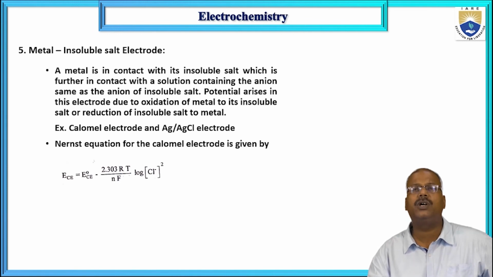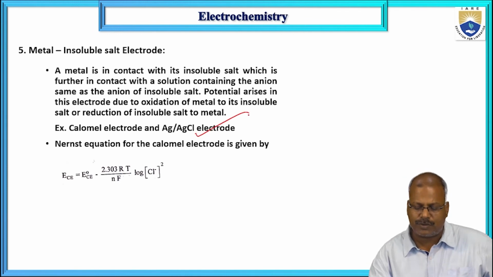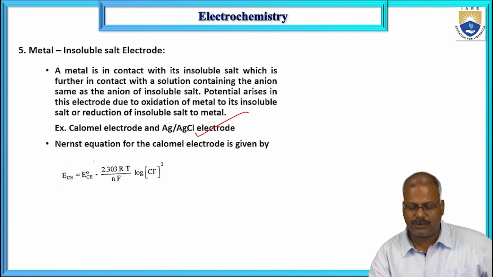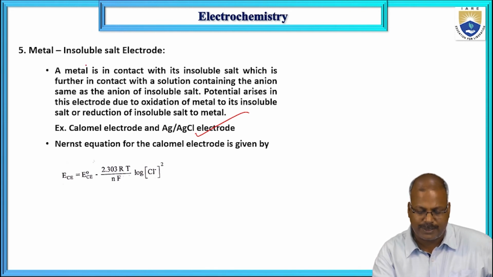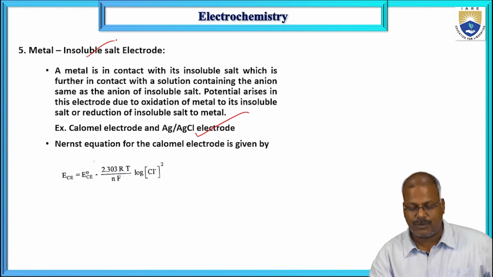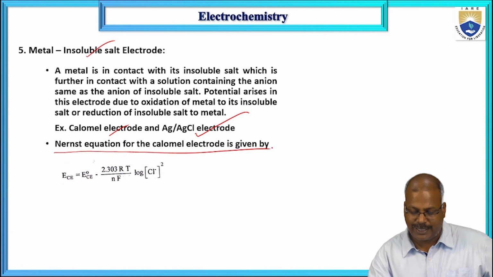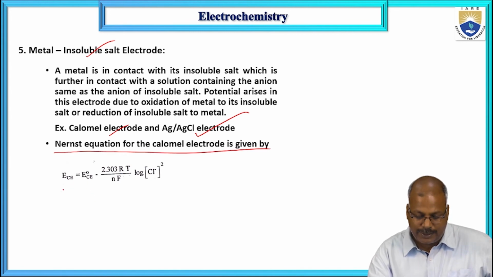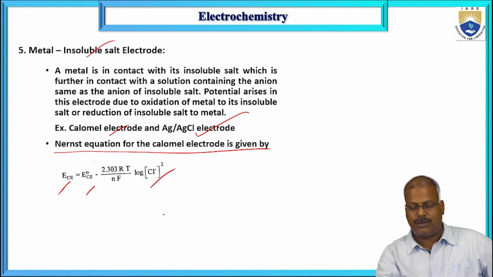Metal insoluble salt electrode is nothing but the AgCl electrode, which is a type of secondary reference electrode. We have seen Ag in sparingly soluble salt, AgCl. It is a secondary reference electrode, like the calomel electrode, which is a metal insoluble salt electrode. Calomel electrode is also an example. The Nernst equation for the calomel electrode: the EMF of the calomel electrode is E naught calomel electrode minus 2.303 RT by nF log chloride ion square.